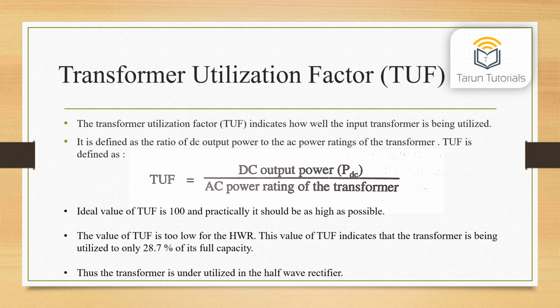Transformer utilization factor, that is TUF. The transformer utilization factor indicates how well the input transformer is being utilized. It is defined as the ratio of DC output power to AC power rating of the transformer, that is TUF = DC output power PDC upon AC power rating of the transformer. Ideal value of TUF is 100% and practically it should be as high as possible. The value of TUF is too low for the half wave rectifier. This value of TUF indicates that the transformer is being utilized to only 28.7% of its full capacity. Thus, the transformer is underutilized in the half wave rectifier.